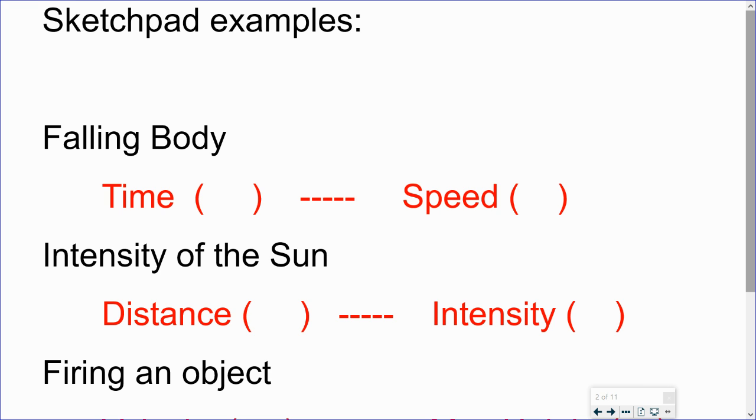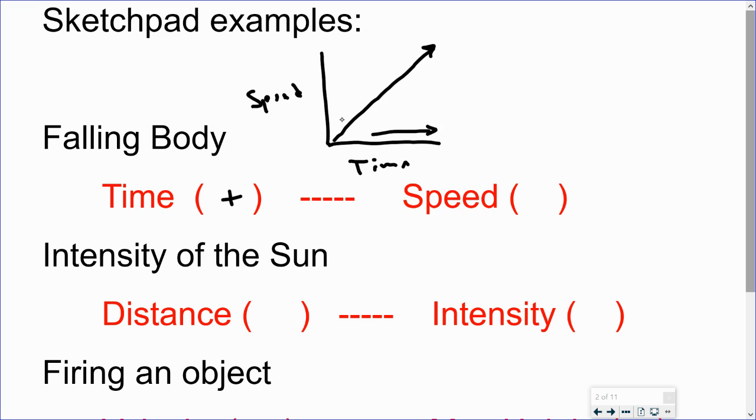So if we start with this, we're talking about a body that's falling, okay, and this is time, and this is the speed. At time 0, speed would be 0. But then as time increases, your speed would also increase. So that graph would look like this. Time is increasing and speed is increasing. This makes this direct variation.